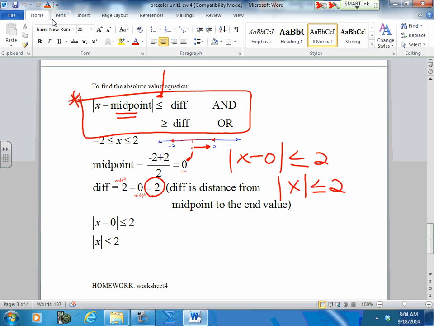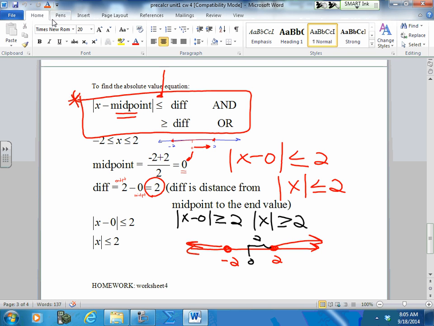Okay, if it's an or statement, it fills in exactly the same. If it went like this, we follow the same exact steps. Find your midpoint. Midpoint is 0. The distance, the difference here is 2. Distance is always positive. So x minus the midpoint, only now it's greater than or equal to because it's an or statement. Okay? This works itself out.